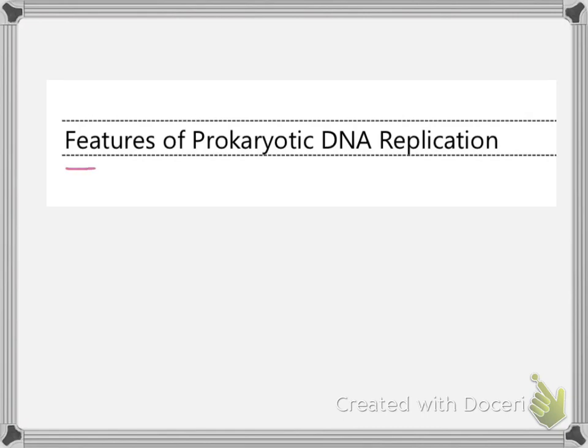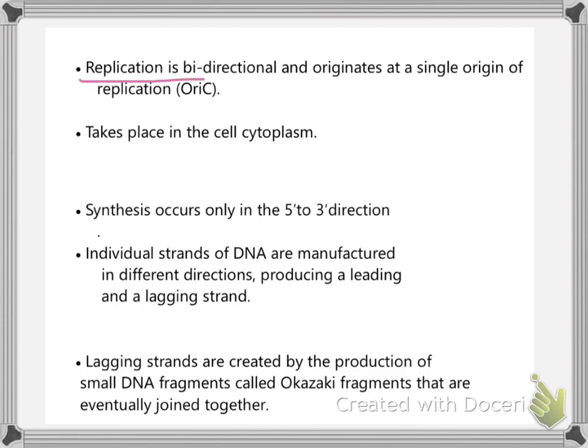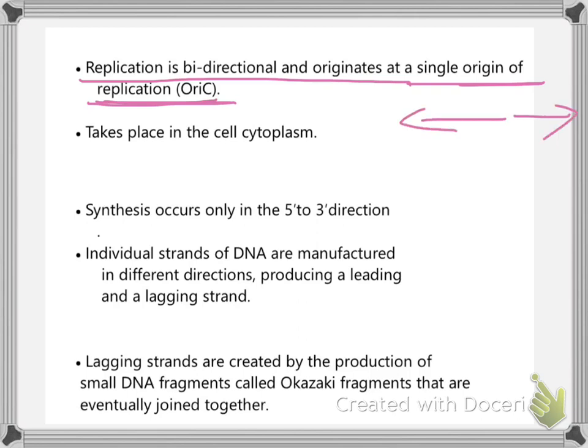Now let us discuss the features of prokaryotic DNA replication. What are the features? First one is that replication is bidirectional and originates at a single origin of replication. That is, the replication starts at a particular position that is known as the origin of replication. So in a double-stranded DNA, the replication starts at a specific position, and the replication is bidirectional, which takes place in both directions.